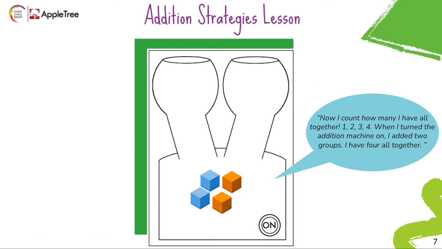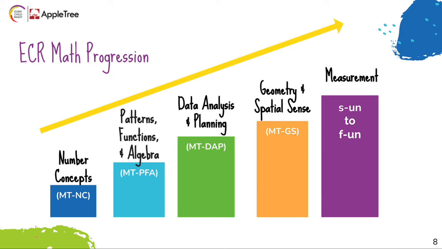Now, count how many I have all together. 1, 2, 3, 4. When I turned the addition machine on, I added 2 groups. I have 4 all together. That's just a short example of how an addition strategies lesson might go, but hopefully that gives you an idea of the standards in action. Throughout the year, students will move along this math progression as they continue to master more advanced competencies.